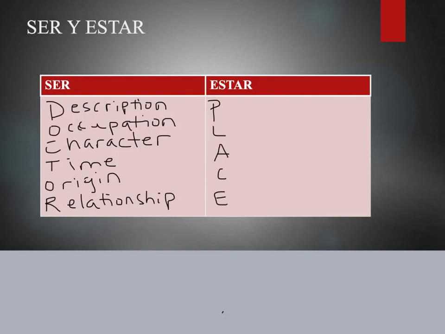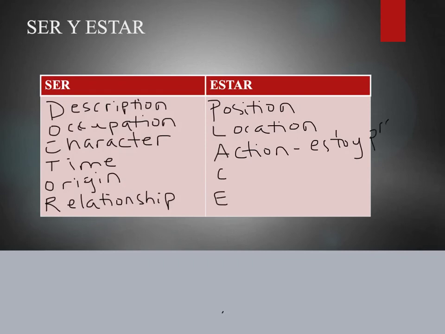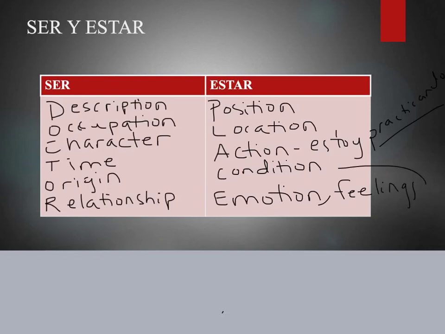With estar, we use it for position, so the position of something, the location of something, where it is in that moment. We use it for action, what is it doing now? So, estoy practicando español. Okay, C, what was C for? P-A-C, condition. Okay, so that main word, just its condition in that moment, not what it is all the time. And then when I'm describing my emotions or my feelings, something that is also a condition that can essentially change.